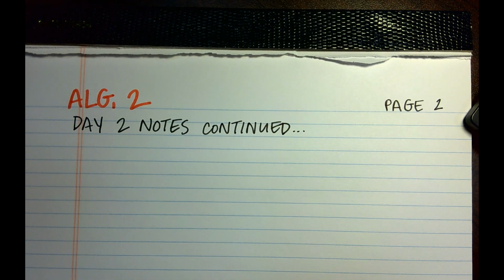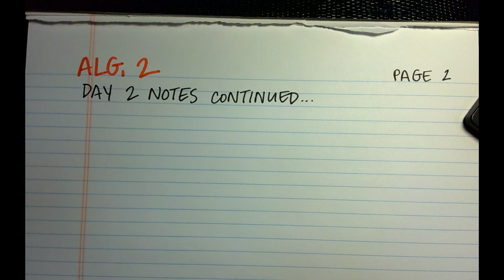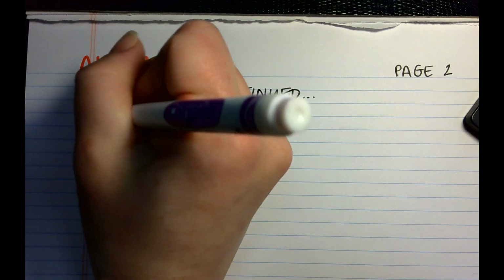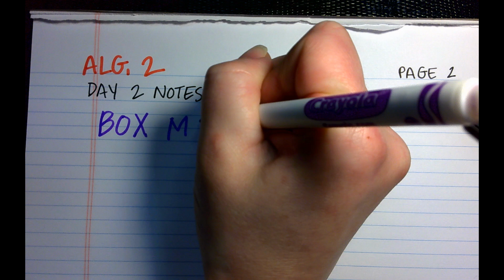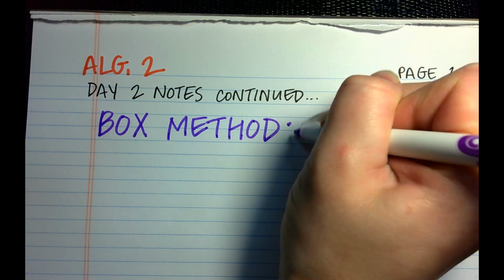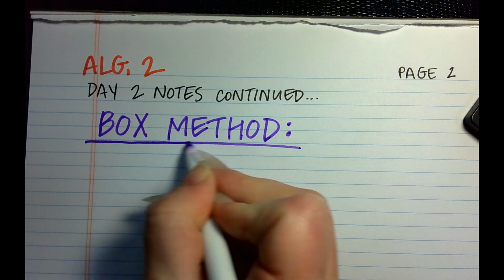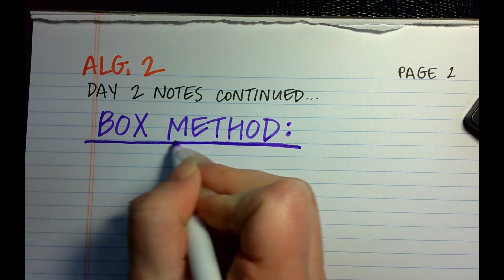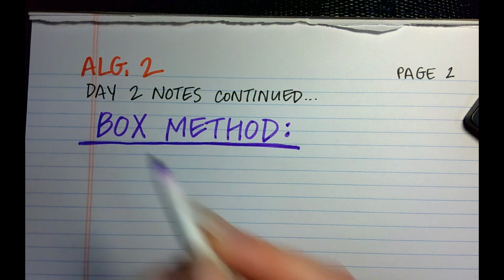So you've got a page of notes about the FOIL method. Let's now continue talking about binomials and look at the box method. For this method, I am going to use one of the problems we've already solved, just so that I can show you that we will get the same answer no matter which method you use.